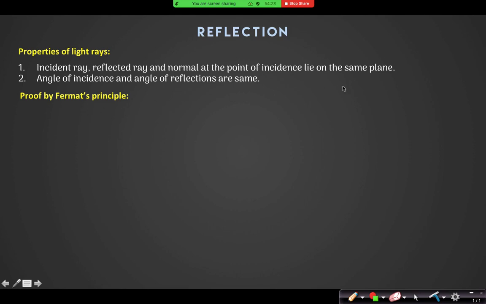Okay, so now we will talk about properties of light rays. Properties of light rays means the reflections. So these are laws of reflection. These are not properties of light rays. I have just made a copy paste. That's why the problem is. These are laws of reflection, right? We all know the laws of reflection.